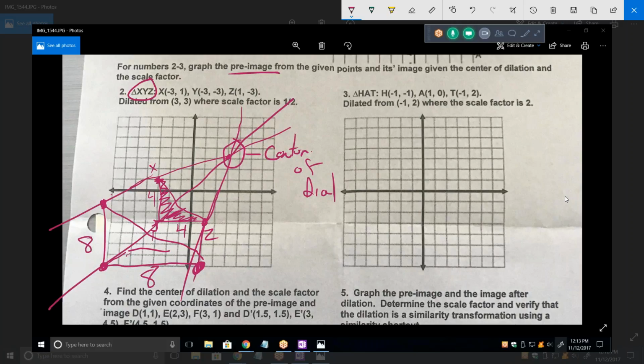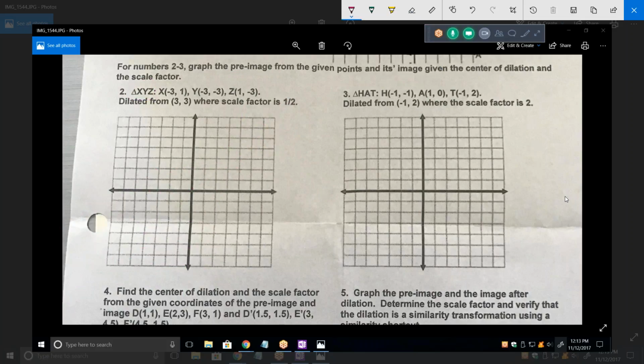I don't know what the coordinates of that point are, or that point, or that point, but I know the distance is 8, 8, and the hypotenuse is going to be twice this hypotenuse. And they didn't ask us to figure out the coordinates of that point. So maybe I'll be able to when I have a little bit more scale, like this one. Yeah. So let's look at number 3.